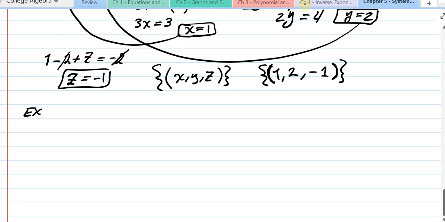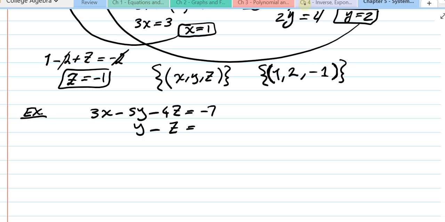Let's do one last one here. I'm going to do an example of a system that has three variables, but only two equations. Now, by the way, in order to be able to solve any system, no matter how large, as long as it's a finite number of equations, we have to have at least as many independent equations, independent is the keyword there, as there are variables.